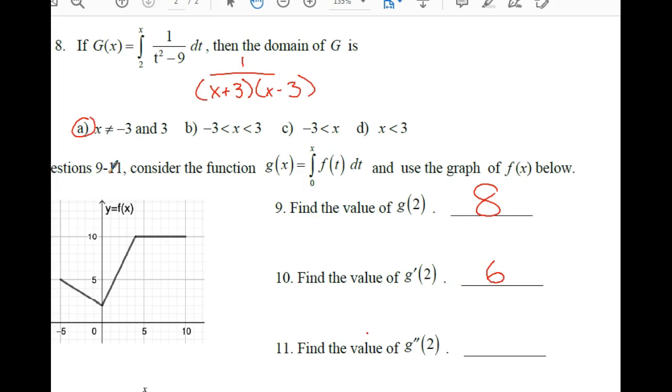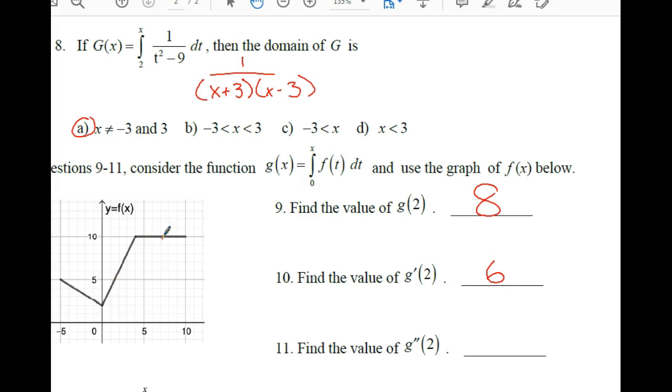Yep. Okay, so g double prime then would be what? Would be the slope. Exactly. Why? Because if f is linear, the derivative of a linear function is the slope of that line. What is the slope of that line? I think it's up 2 over 1, right?